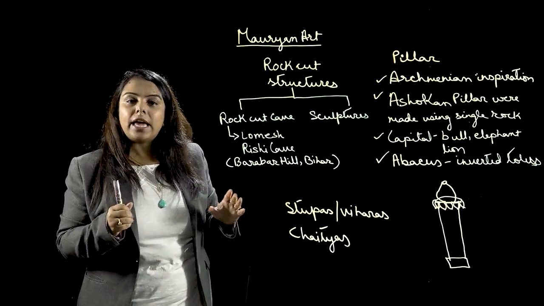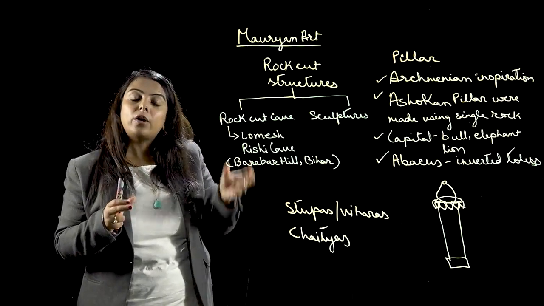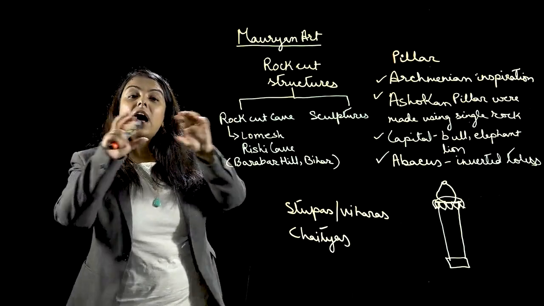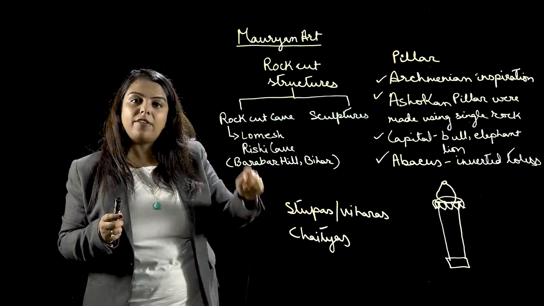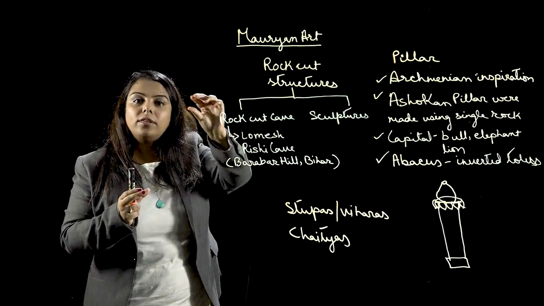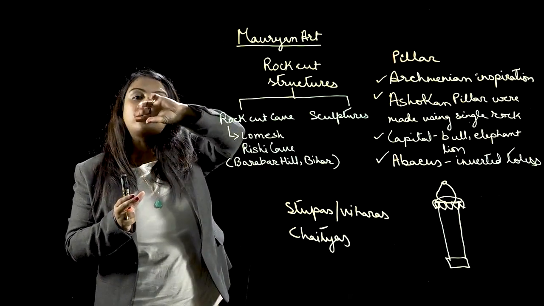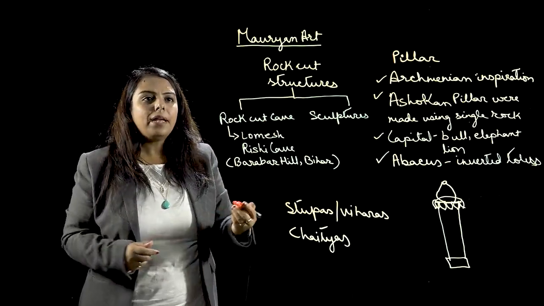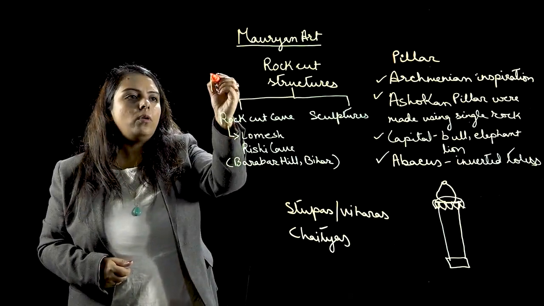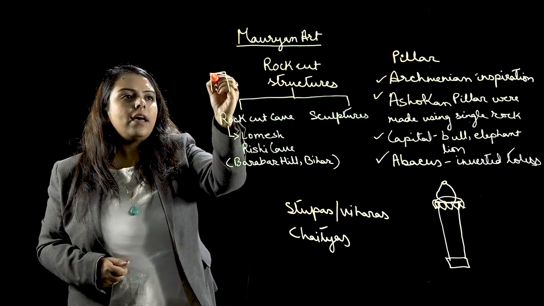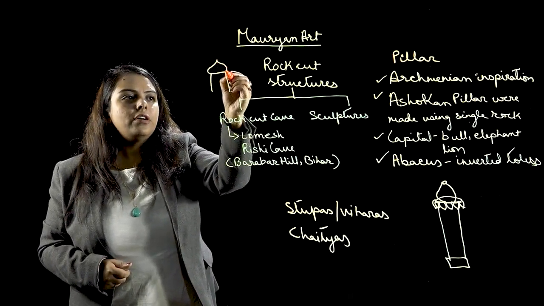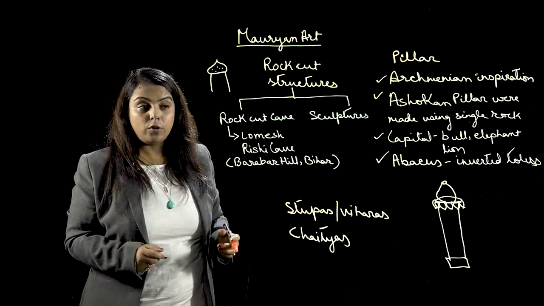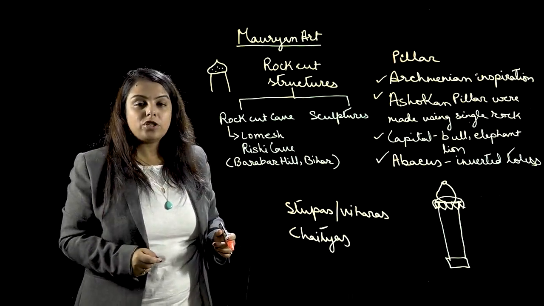The Lomesh Rishi cave also has a very beautiful decoration on the entrance of the cave, that is known as Chaitya Arch. So, if there is a cave door, on the top of the door there will be an arc-like decoration, which is known as Chaitya Arch decoration. So, this is found in Lomesh Rishi cave.